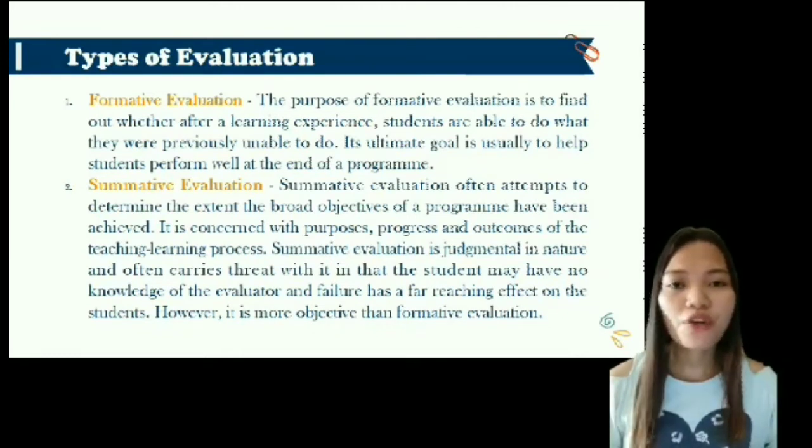So what is a summative evaluation? Summative evaluation is often an attempt to determine the extent to which the broad objectives of the program have been achieved. It is concerned with the purposes, progress, and outcomes of the teaching-learning process.